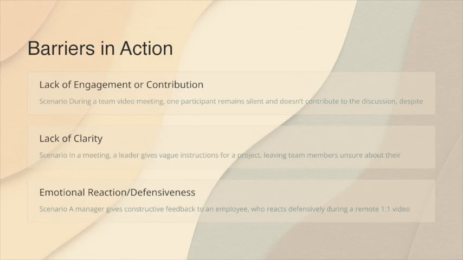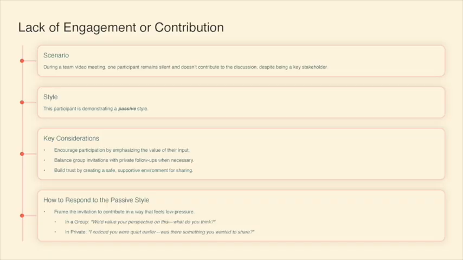This next slide is going to be part of the deck that you get, and it is our examples. We have 3 scenarios here that we are going to share with you in the deck itself. We're just going to go through one here today. So we basically lay out a scenario. In this case, there are scenarios during a team video meeting. One participant remains silent and doesn't contribute to the discussion despite being a key stakeholder.